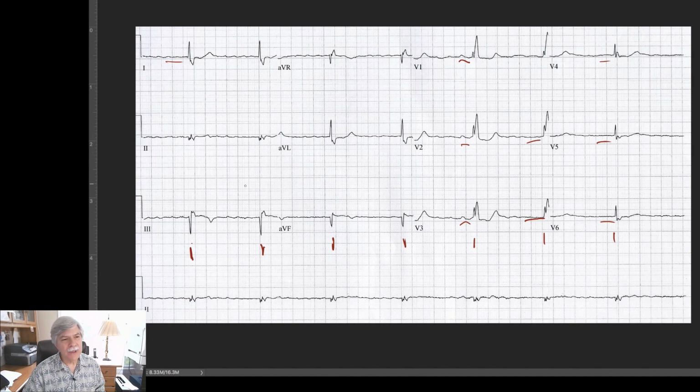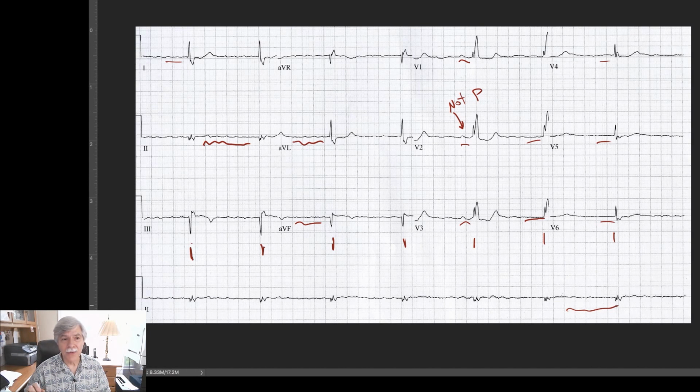What I thought was interesting is when I tried to figure out where the P waves were, I noticed that the baseline was very jiggly. And it turns out that he had developed atrial fibrillation. So this thing is not a P wave. It's actually just a bump in the road. The rest of this ECG is consistent with atrial fibrillation.